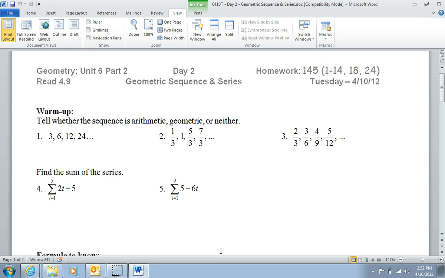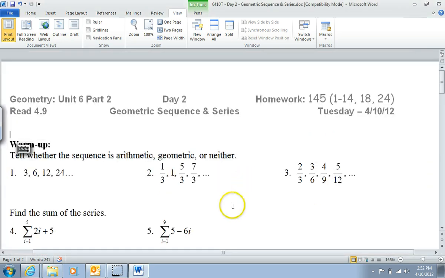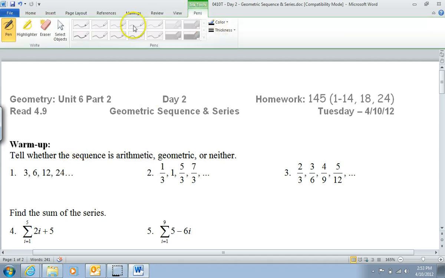Geometric. It's geometric. Why? Because I said. Can I make this bigger? Can I zoom in? Haven't figured out all this stuff about this yet. I want to make it bigger. Okay, because get rid of this garbage.